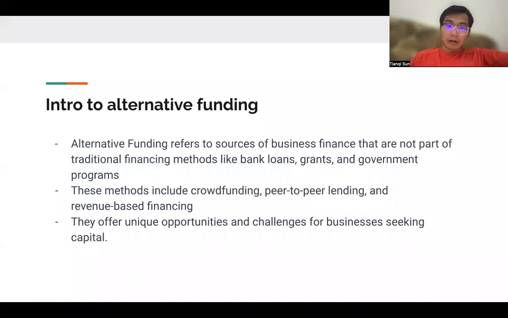And now we're going to talk about alternative funding, because we talked about traditional funding last time: how you get bank loans, how you get government programs, grants, what those are. Now we're going to talk about alternative funding methods. They are business finance that are not part of the traditional methods. This includes crowdfunding, peer-to-peer lending, and revenue-based financing. And again, this is a double-edged sword that offers unique opportunities and challenges for businesses seeking capital.